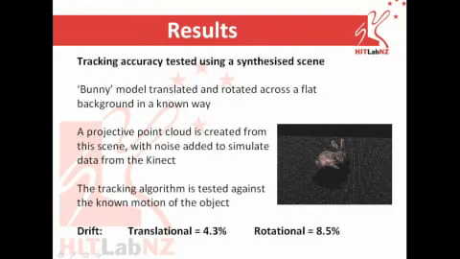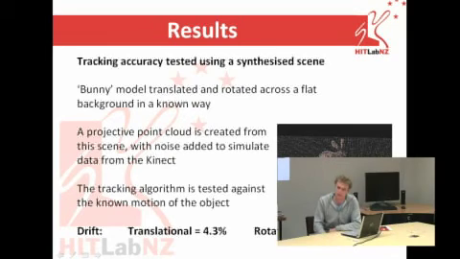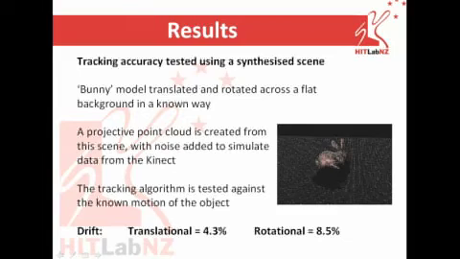All right, so to evaluate my tracking algorithm, I used a synthesized scene, and the reason for that was because it's very hard to tell exactly how a real object is moving to compare it to what my tracker says it is doing. So I synthesized a scene. There's a model there, if you can see it vaguely. It's called the Stanford bunny. It's just a bunny rabbit model. And I created an artificial scene with a flat background and the bunny on top of it. I added some noise to simulate data from the Kinect, and I ran it through my tracking algorithm.